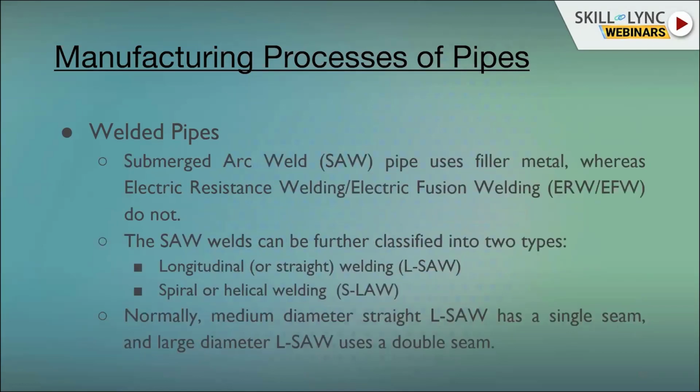Welded pipes. First, we will talk about the submerged arc weld process. Submerged arc weld pipes use filler metal. Filler metal in the sense that, for example, there is a gap between the two pipes. You need to fill some material into the gap for making a welded joint. Then we use a filler metal.